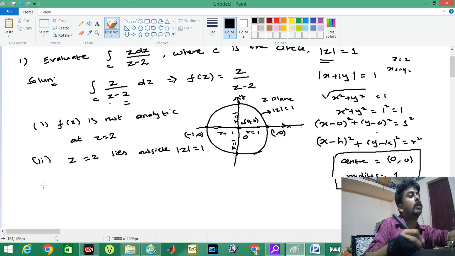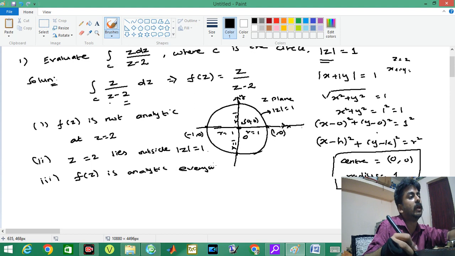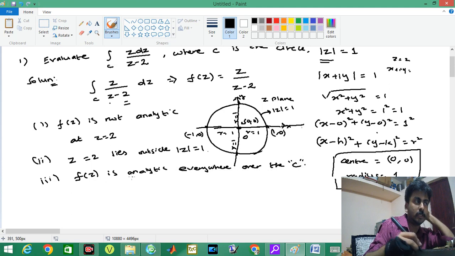So what can I tell by the second point? f of z is analytic everywhere over the curve C. Okay, over the curve C. That is, f of z is analytic.